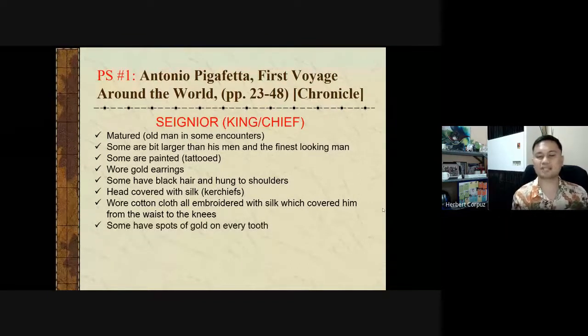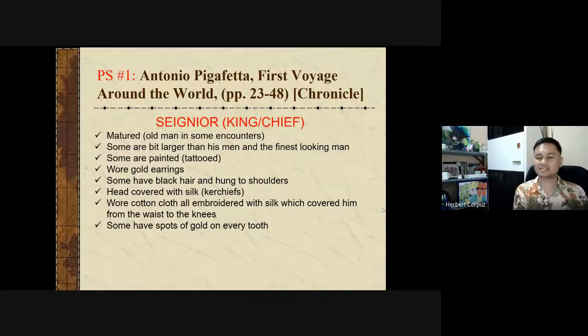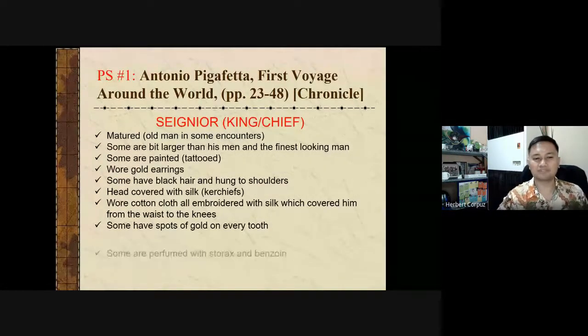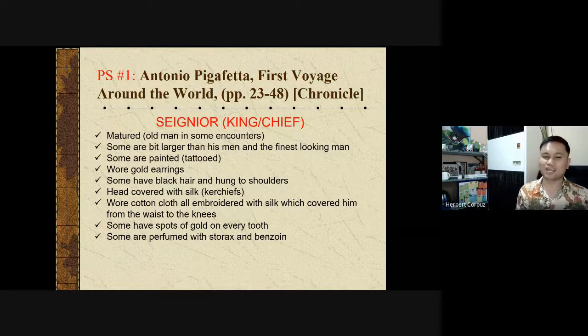Then some have spots of gold on every tooth. Okay, yung gold fillings sa ipin. Meron yung mga yan. I think yung mga lolo't lola ninyo, meron pa rin silang ganyan. Meron pa rin mga Pilipino na nagpalagay ng gold fillings sa kanilang mga ipin. Ganung kayaman. Kaya in-feature din yan sa Jessica Soho noon, yung matanda na merong gold filling sa kanyang ipin na gusto niya ipatunaw at ibenta na lang para magkaroon ng pera. Okay, nung mga panahon na iyon ay mayaman talaga tayo.